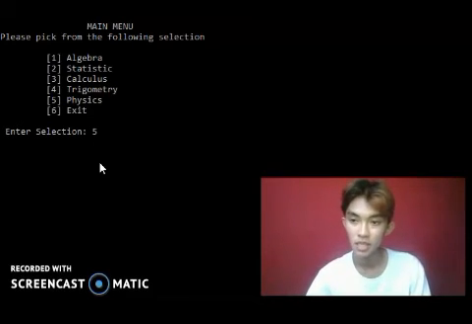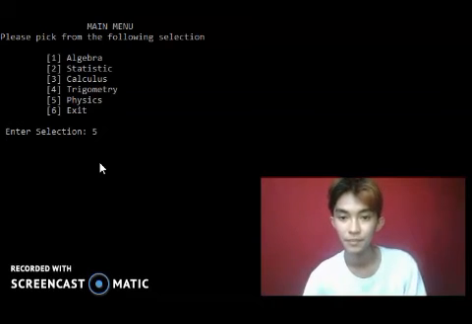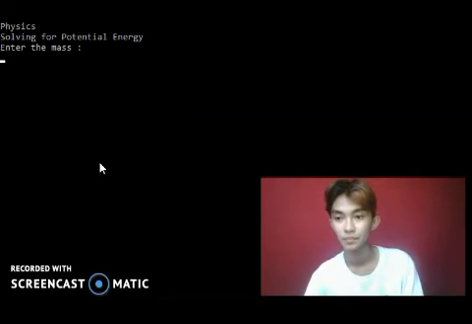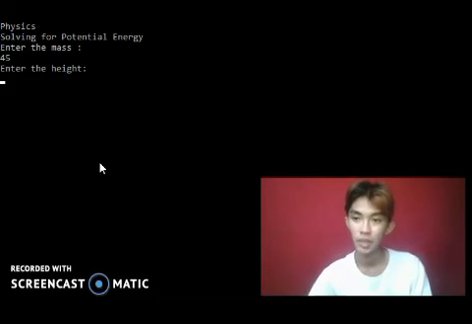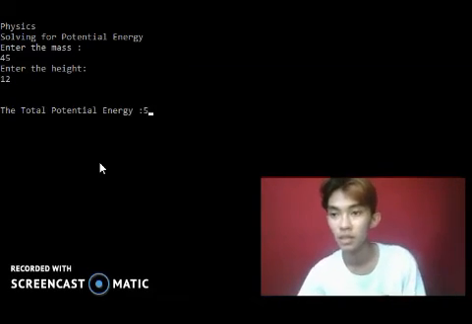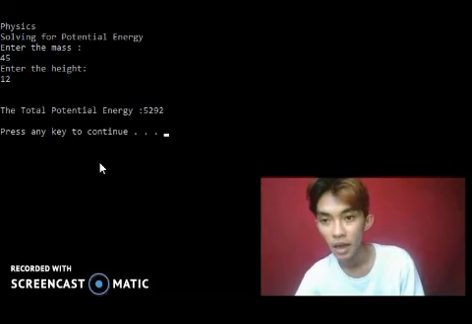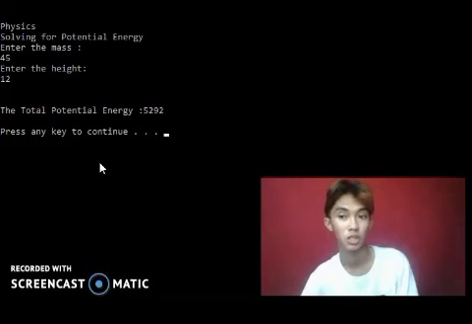So for the last one is the physics. Let's enter 5. So enter the mass. So for example, my mass is 45 kilos. And the height is, let's say, 12 feet. So the total potential energy is 5,292 joules. For the potential energy, we need our mass, gravity, and the height. So P stands for potential energy. So our mass is 45 times the constant of gravity, which is 9.8, times the height, which is 12.